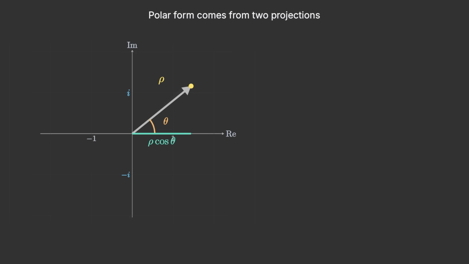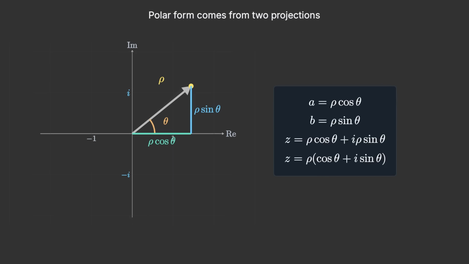The same vector can also be described by its length rho and its angle theta. Project the vector onto the real axis. That gives rho cosine theta. Project it onto the imaginary axis. That gives rho sine theta. So z equals rho times (cosine theta plus i sine theta).